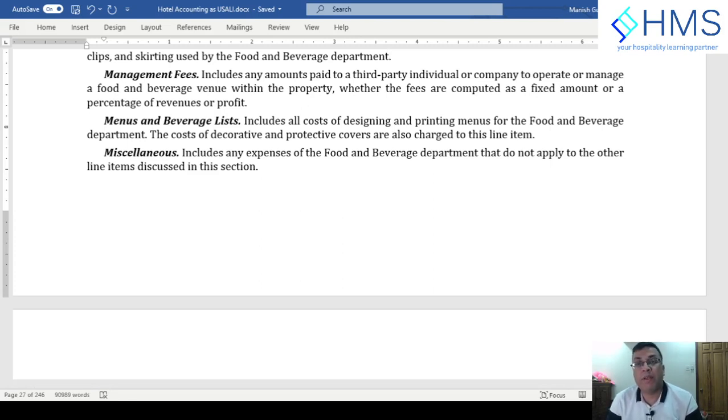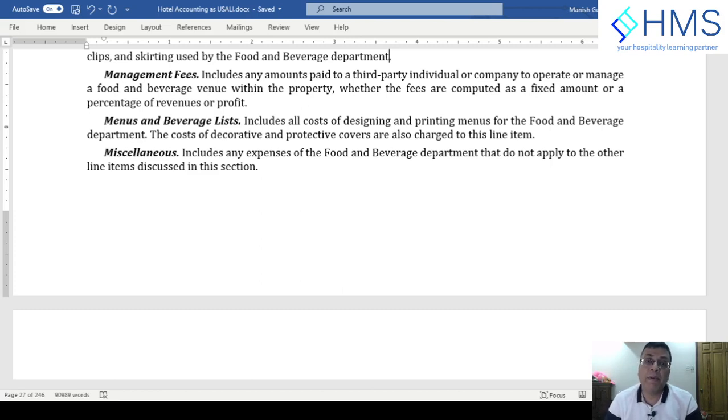So for example, you have a hotel which is managed by Hilton, right? And then there is a specific Japanese restaurant for which you have engaged another third party who specializes in Japanese restaurants to manage the restaurant within the premises of the hotel. The cost of that management fee, which is paid to the Japanese company, will be charged to this management fee of the food and beverage item.